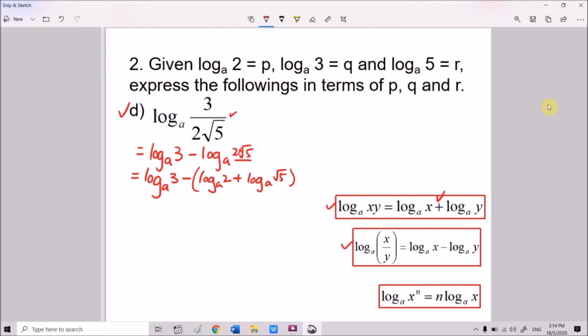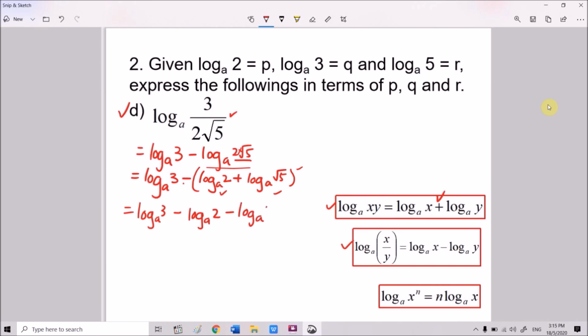So notice that I have a bracket here because log base a of 2 plus log base a of root 5 is actually one term, comes from this term. So the negative applies to both terms here. So I rewrite this again, I get log base a of 3 minus log base a of 2, and then if I take away the brackets, this becomes minus log base a of root 5.